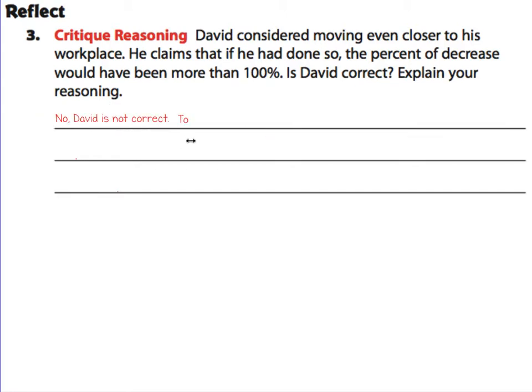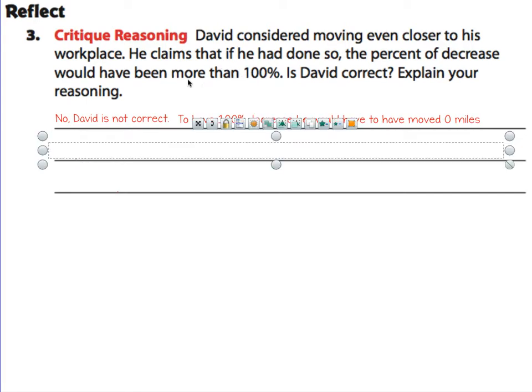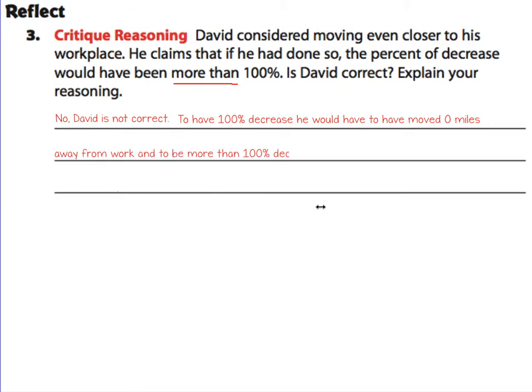So in this case, he's not correct. To have a 100% decrease, he would have had to have moved to 0 miles away. He literally would have had to move to work to make that happen. Now, he wanted it to be more than 100%. To do that, he would have had to go further away, and that's not physically possible. He would have had to live at work to be 0 miles away, but if he went more than 100%, he would have started going away from work again.